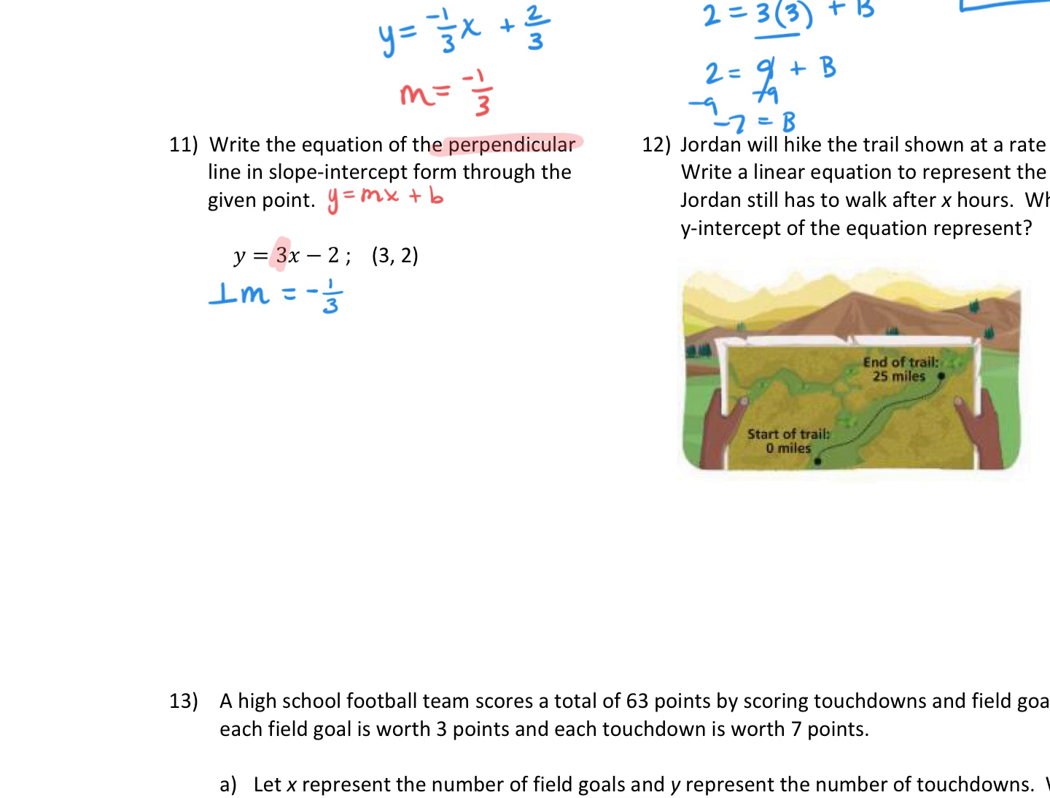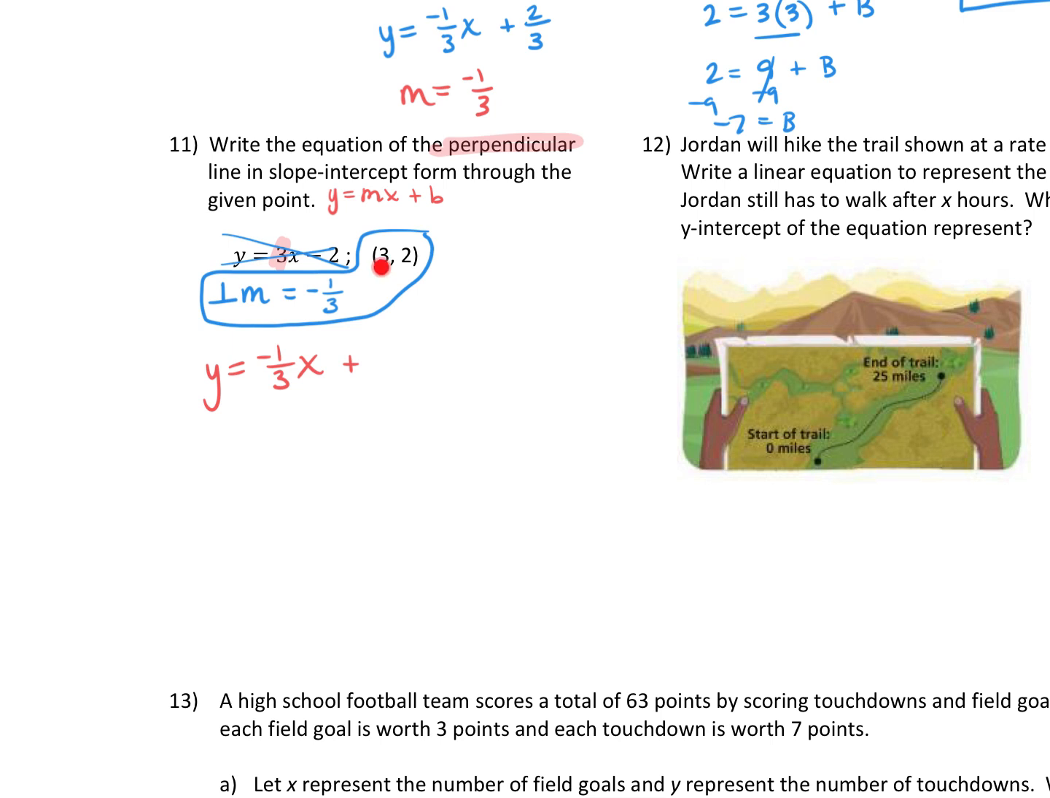I feel like we just had that slope up above, but that's okay. So we're going to write an equation of a line with this point (3, 2) and this perpendicular slope, negative 1/3. We don't need this line for anything else. All right, so let's go ahead and write slope-intercept form. y equals, we know our perpendicular slope is negative 1/3, here's our x, and then plus, is this the y-intercept?